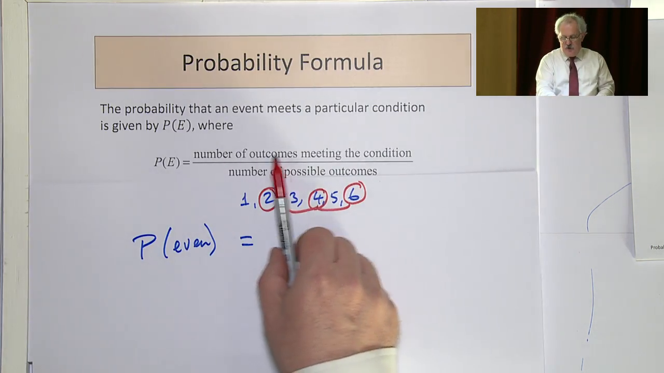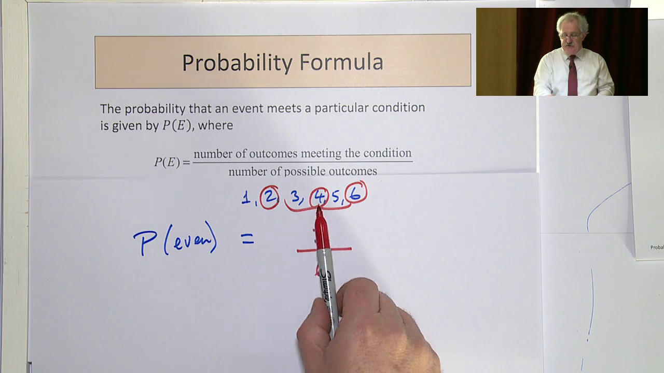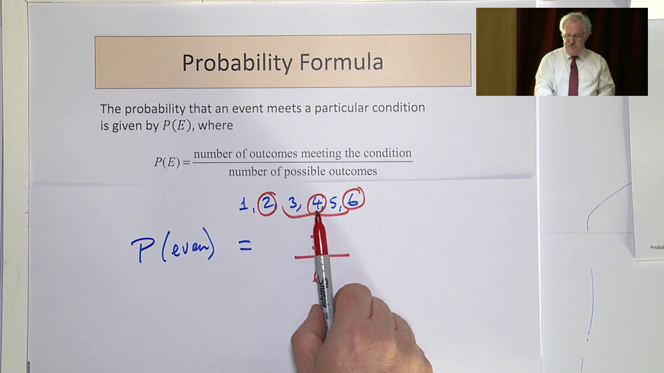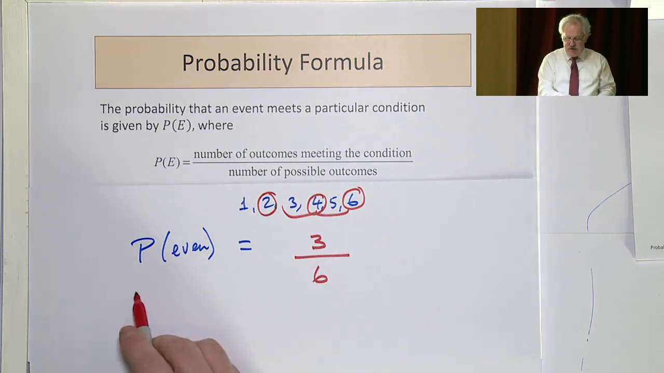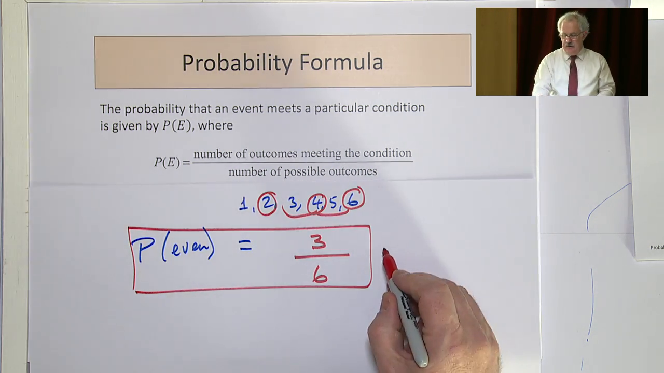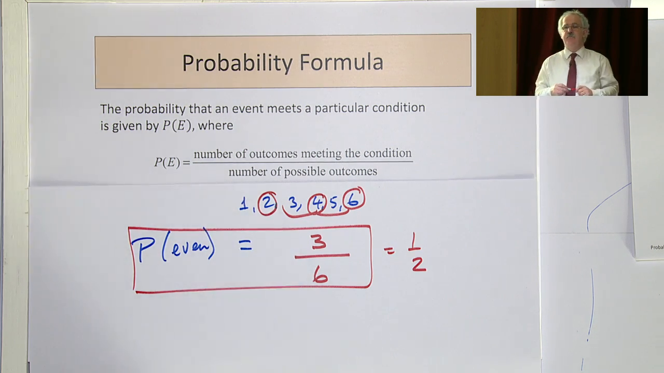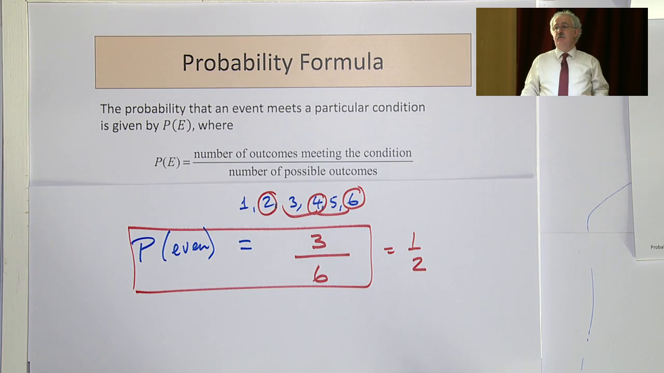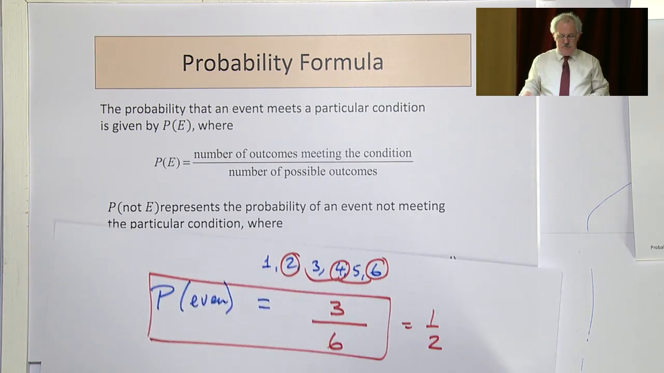The total number of numbers meeting the condition, the 2 does, the 4 does, the 6 does, and the total number of possible outcomes, 1, 2, 3, 4, 5, 6. So that's the equation seen in that sense, or 1 out of 2. You could have said, well, there's only 2 types of numbers. There's evens and odds, and they're equally mixed up here, etc.